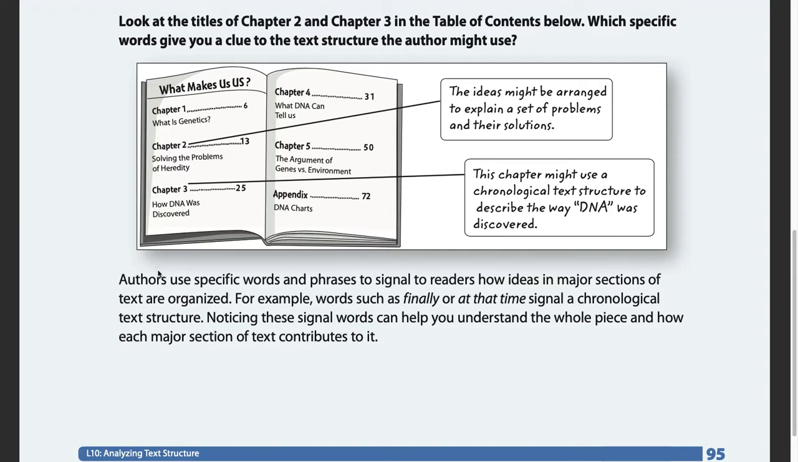And it's important to know that an author can choose different structures for each chapter. So we might read a text where the author is going to use chronological in one section and then problem solution in the next section.